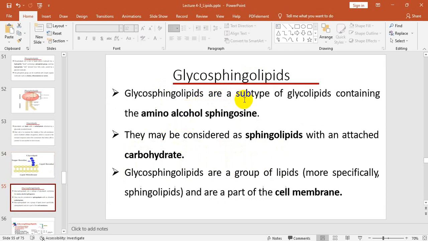Glycosphingolipids are a subtype of glycolipids containing the amino alcohol sphingosine. They may be considered as sphingolipids with an attached carbohydrate. Glycosphingolipids are a group of lipids, more specifically sphingolipids, and are part of the cell membrane.